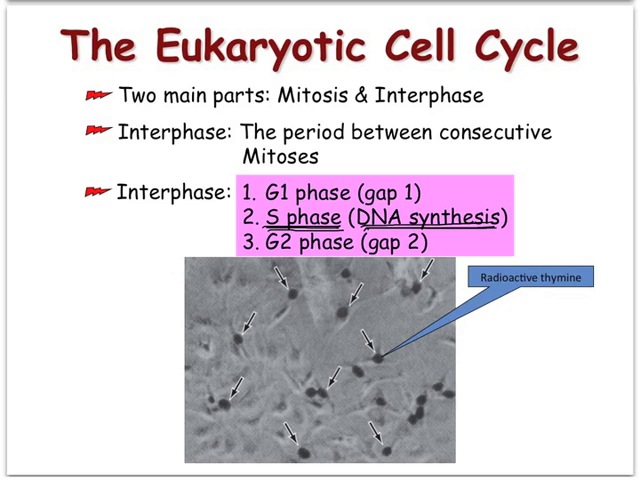Besides the S phase, there are two other stages which were referred to as gaps, because when they were initially characterized, no specific cellular activity could be associated to those particular phases of the cell cycle. So there is a G1 phase or gap 1 that is located between mitosis and S phase, and then there is a G2 phase that is located between S phase and mitosis.